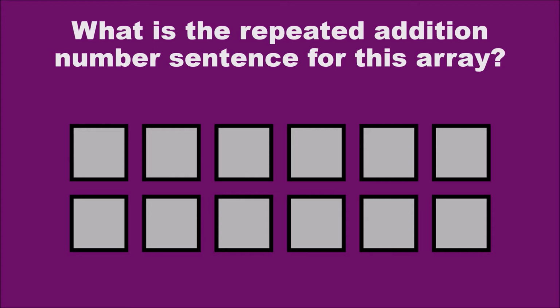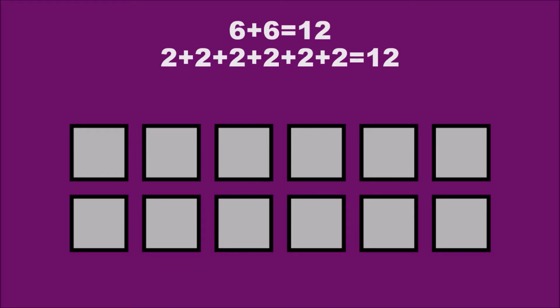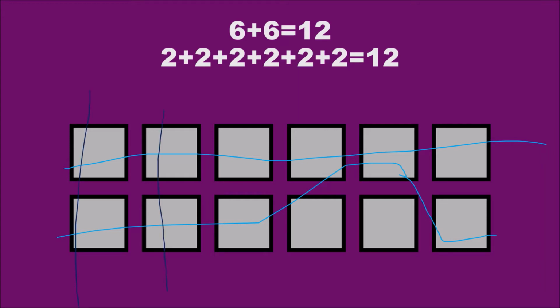What is the repeated addition number sentence for this array? Go ahead and write your answer down. The answer is 6 plus 6 equals 12, or 2 plus 2 plus 2 plus 2 plus 2 plus 2 equals 12. 6 plus 6 is adding our rows that go left to right, and 2 plus 2 plus 2 plus 2 plus 2 plus 2 is adding those columns going up and down. Either way, we get that answer 12.